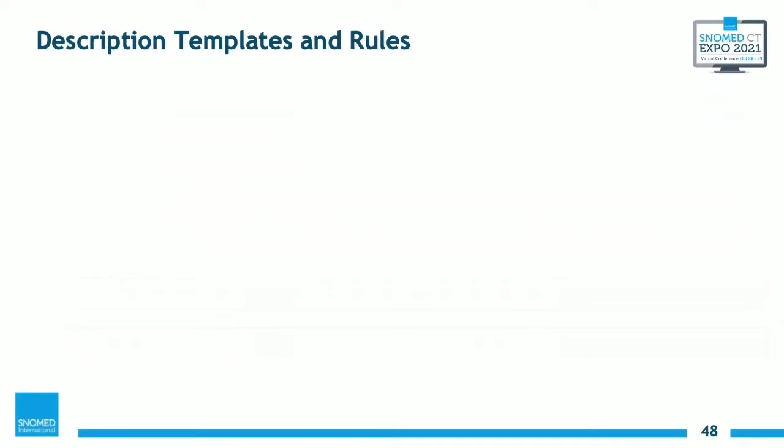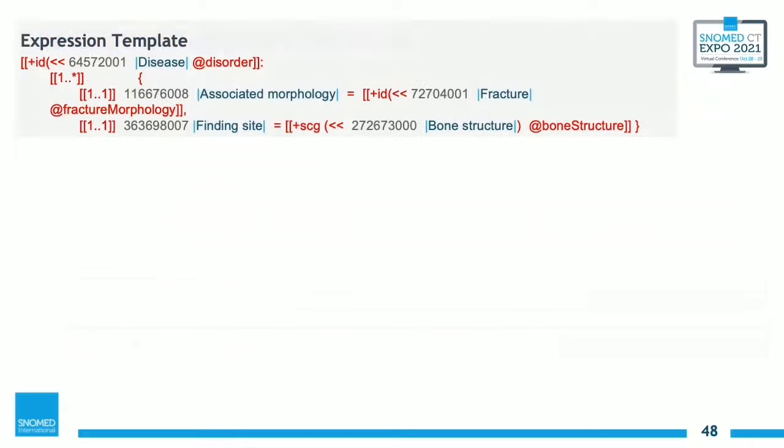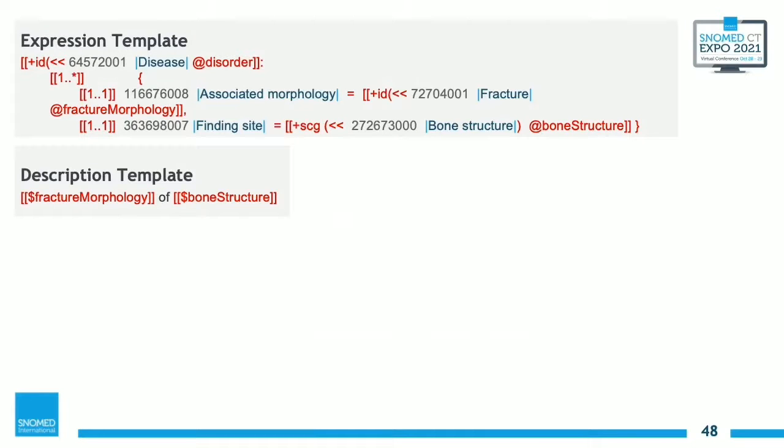So now I would like to introduce you to the principle of description templates. Suppose that you have an expression template, like the one shown on this slide. This template is used for creating expressions that represent a disorder with a fracture morphology and a finding site of some bone structure. A description template may be associated with this expression template, and this description template specifies that the term associated with the morphology concept is always followed by the term associated with the bone structure concept, and these two terms should be separated by the term of.